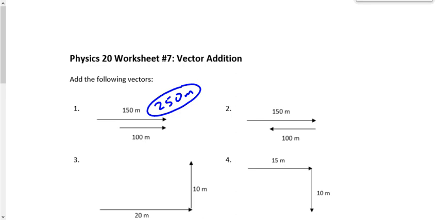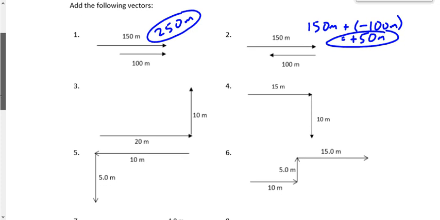Second one, a little bit trickier, but not much. We've got 150 meters to the right, 100 meters to the left. We're just going to add these up like we did at the beginning of the year, like we did in junior high. 150 plus negative 100 gives me positive 50 meters, or 50 meters to the right. Easy enough, right? Well, question number 3 is where it starts getting like what we've done over the last few days.